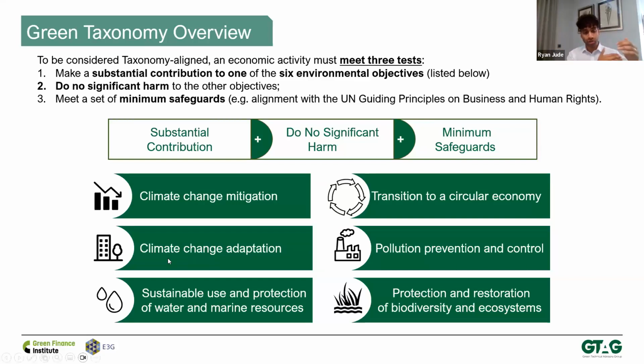Once you prove you substantially contribute to one of those 6 by meeting the science-based definition inside the taxonomy, you must then prove that you do no harm to the other 5. And this is a really important step to ensure that in contributing to one environmental objective that the UK has, you don't harm another one. Of course, they're all interlinked. And then the final part is minimum safeguards, where after you've proved the first 2 tests, you must prove as a firm that you meet minimum social safeguards, such as aligning to the UN Principles on Business and Human Rights. So if an activity meets all 3 of these tests, it can then be disclosed as taxonomy aligned.